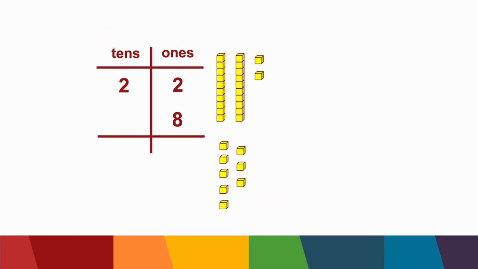Here we have 22 plus 8. Beginning on the right-hand side with the ones, 2 plus 8 equals 10. 10 is actually 1 ten and 0 ones. We need to bring the 1 ten to the tens column. Carry the 0 down. 1 plus 2 equals 3. Our answer is 22 plus 8 equals 30.